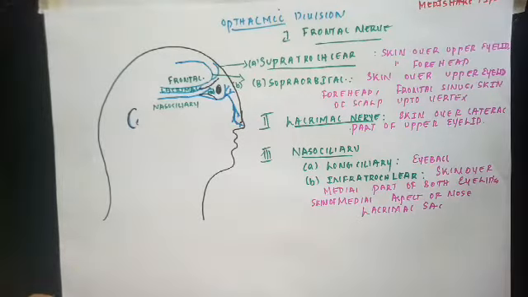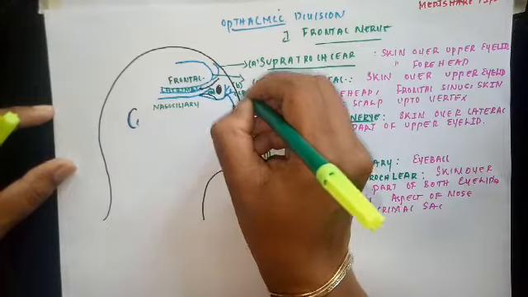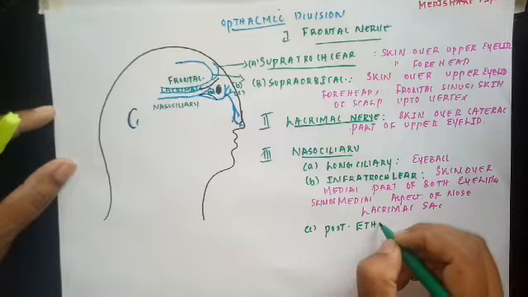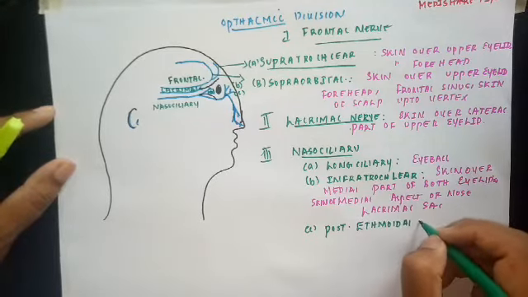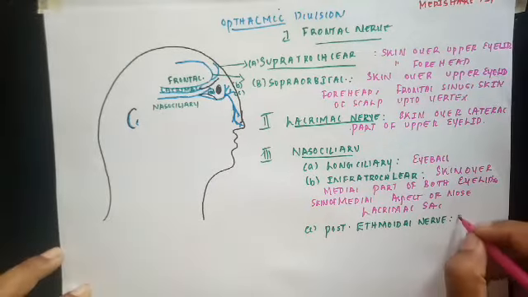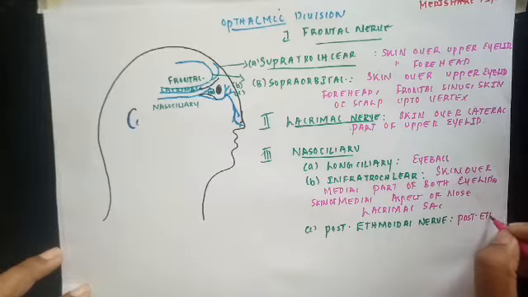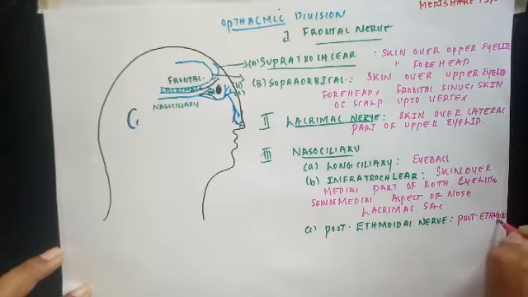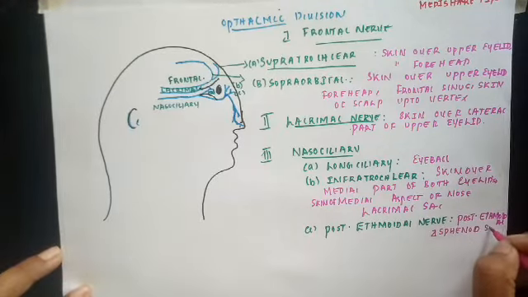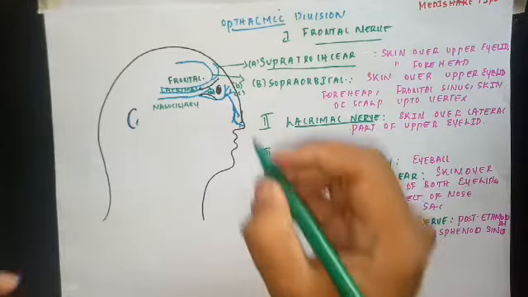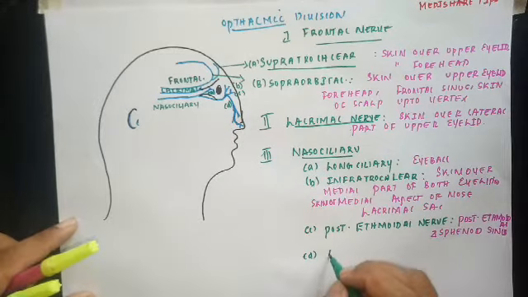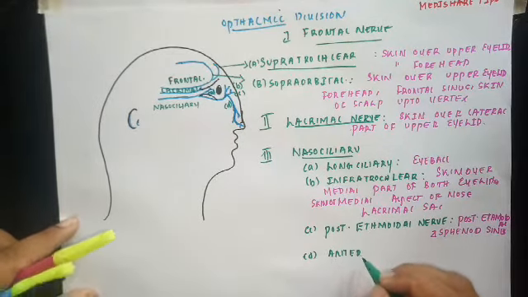And the next branch of the nasociliary, labeled as C, is the posterior ethmoidal nerve, which will be supplying the posterior ethmoidal sinus and the sphenoid sinus. Next branch is the anterior ethmoidal, labeled as D. This branch comes downwards. This is the anterior ethmoidal.